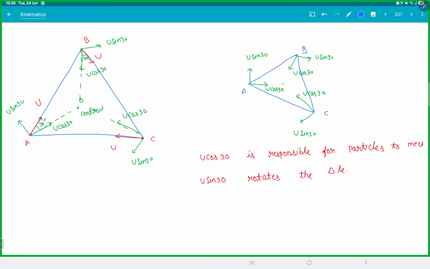Understood, everyone? So when you're going towards the center, there are two velocities. One is making you go towards the center, one is making you rotate. So if you're going towards the center, you're interested in this distance divided by that speed, which should give you the time, isn't it?